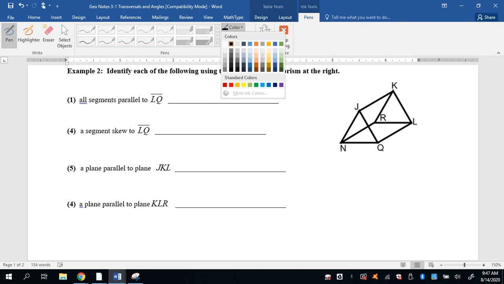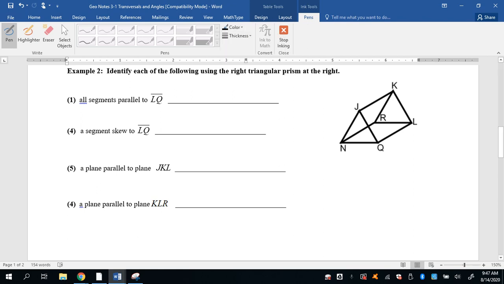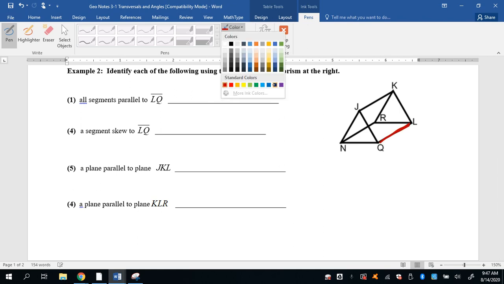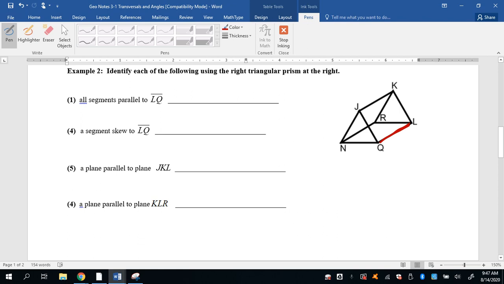Okay, so let's say that you have already done this, and so let's just check our answers. So all segments parallel to LQ, I'm going to label LQ with my red pen. Then I'm going to mark parallel with, let's say, blue. So parallel here and here. So it looks like there are two segments. We have NR or RN and JK or KJ.